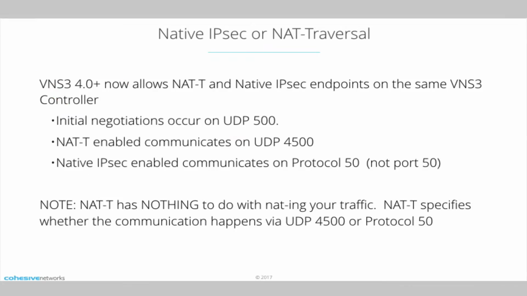As I mentioned, the initial negotiations occur on UDP 500, and then really the only difference between these is NAT-Traversal causes the IPsec protocol to be encapsulated in UDP 4500 because the connection isn't on the internet edge, and lots of network gateways can't protocol forward. They can port forward, but they can't protocol forward, so you have to encapsulate the IPsec traffic. If the device you're communicating to is on the internet edge or is behind a device that can do protocol forwarding, you can use native IPsec, and then that uses protocol 50 again.